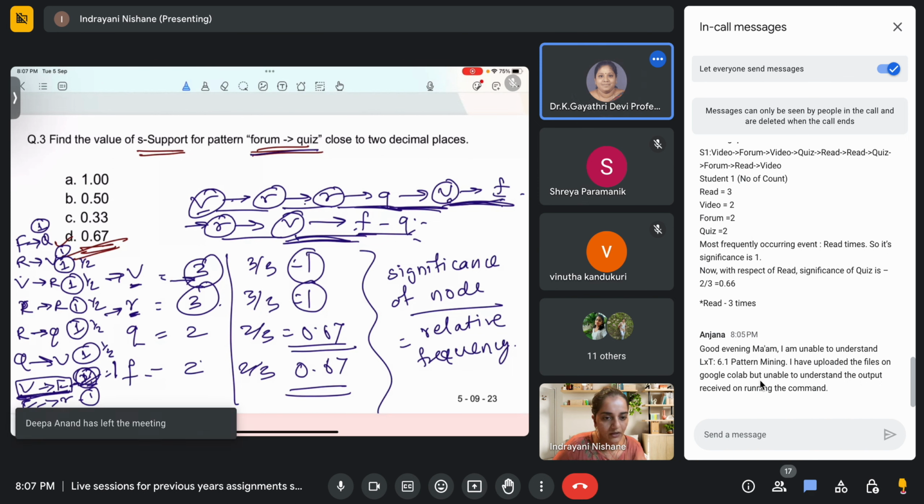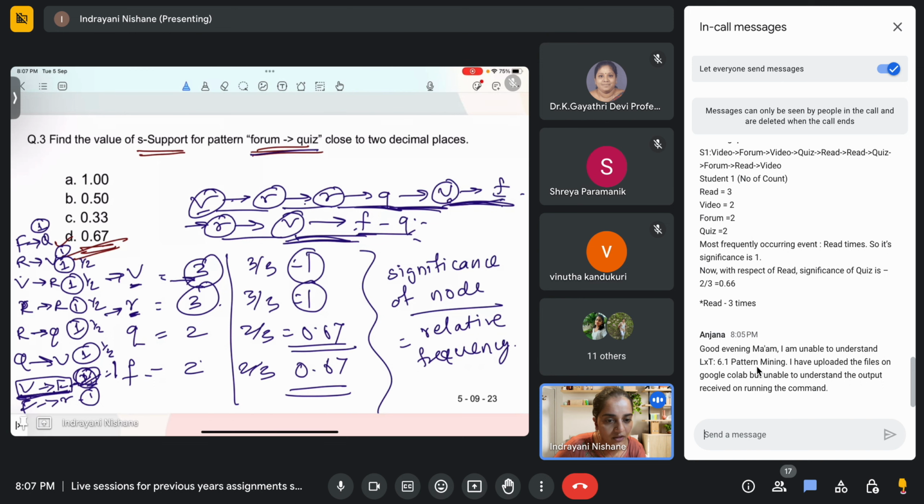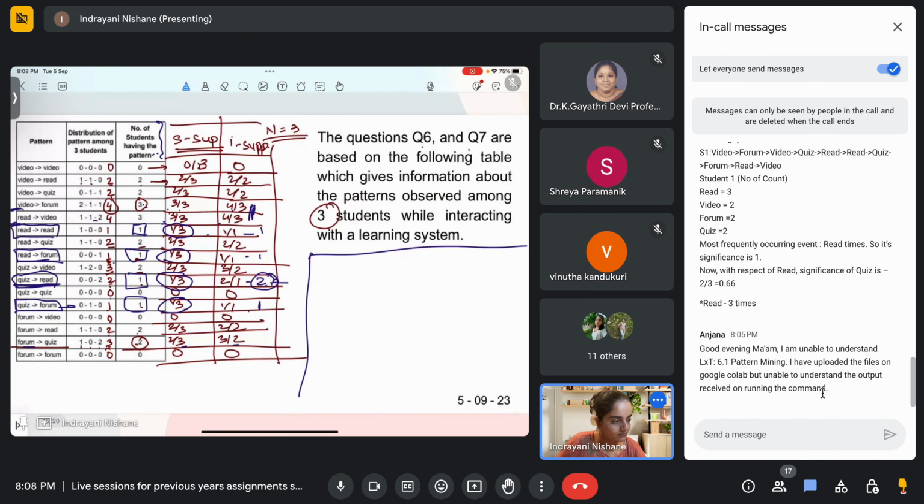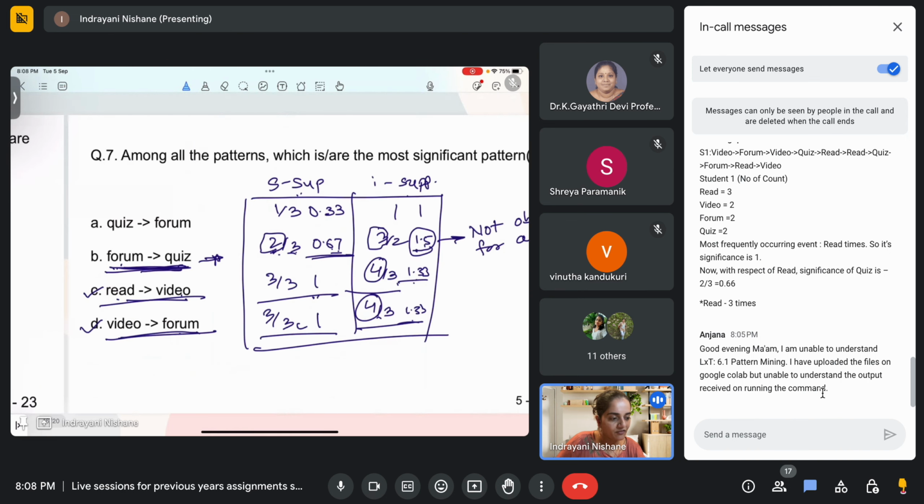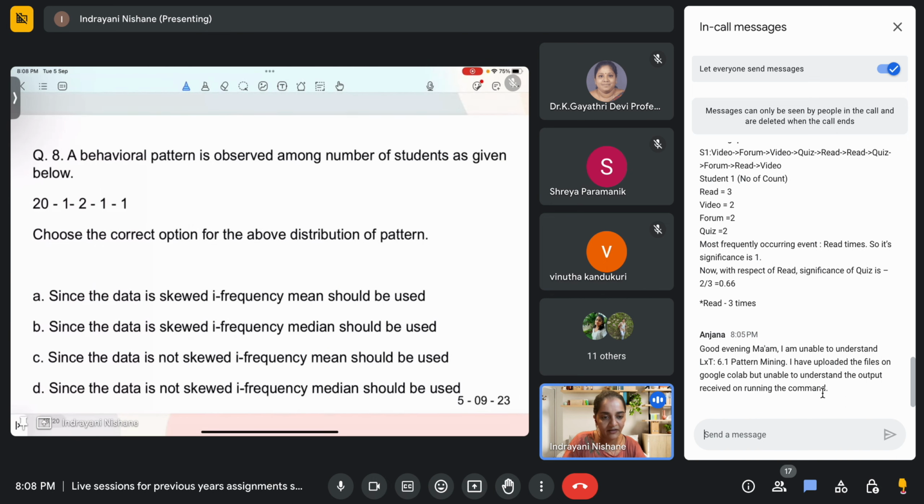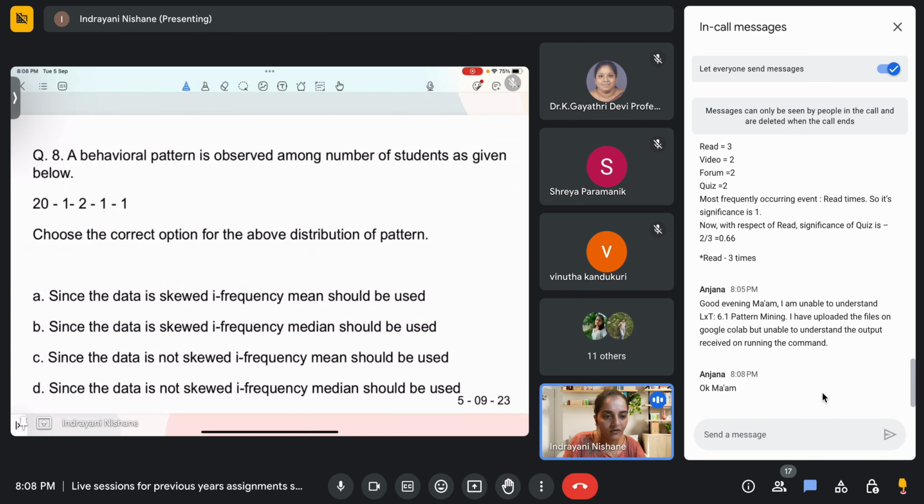Yeah. Okay, now let us take what Anjana is saying. I'm unable to understand LXT 6.1 pattern mining. I have uploaded files on Google Colab, but unable to understand. Okay, what exactly you have done in pattern mining, that I don't know. Maybe we can come back to such questions at the end, once we are done with the assignment. Because we have questions 8, 9 and 10, three questions remaining, so Anjana, please hold on. Maybe you will have to show me the code and explain in detail what you have not understood, so we'll take this up once I'm done with the remaining 3 questions.